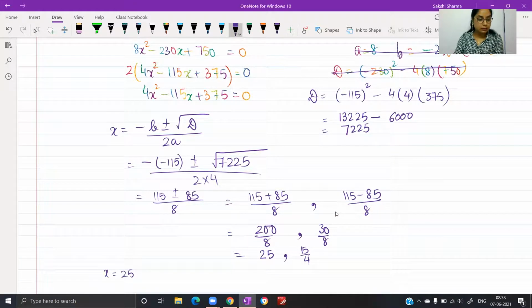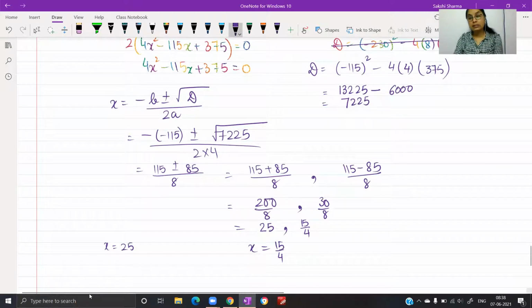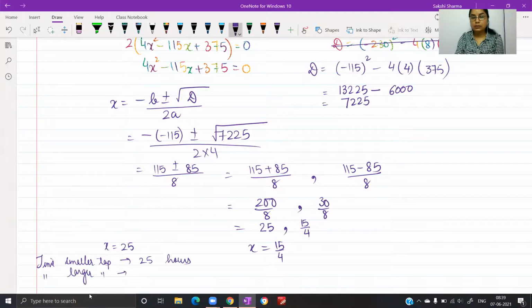This is the time taken by the smaller tap, or x could be 15 by 4. Now try to find out the time taken by the other tap. Try to give your answer. If x is 25, the time for the smaller tap comes out to be 25 hours. And the time for the larger tap will be 25 minus 10, 15 hours. What if x is 15 by 4?